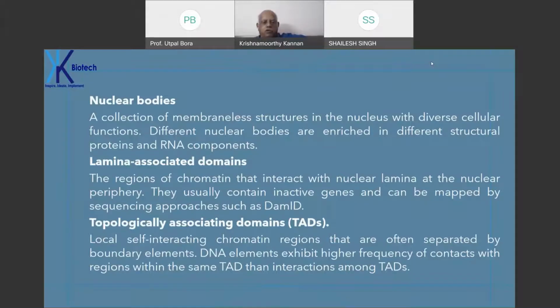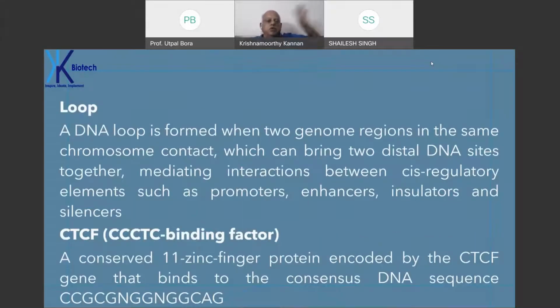So topologically associated domains are local self-interacting chromatin regions that are often separated by boundary elements. DNA elements exhibit a higher frequency of contacts with regions within the same topologically associated domain than interaction among topologically associated domains. Then there is what is called a loop. So please remember, these are all words you should be familiar with, what they stand for.